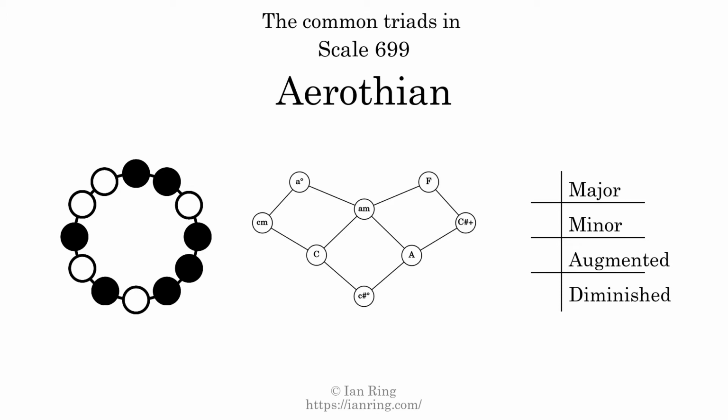The diagram in the center is a graph of parsimonious voice leading between triads. There are 3 major triads. There are 2 minor triads. There is 1 augmented triad. There are 2 diminished triads. Here is a Hamiltonian path of parsimonious voice leading that uses all the triads.